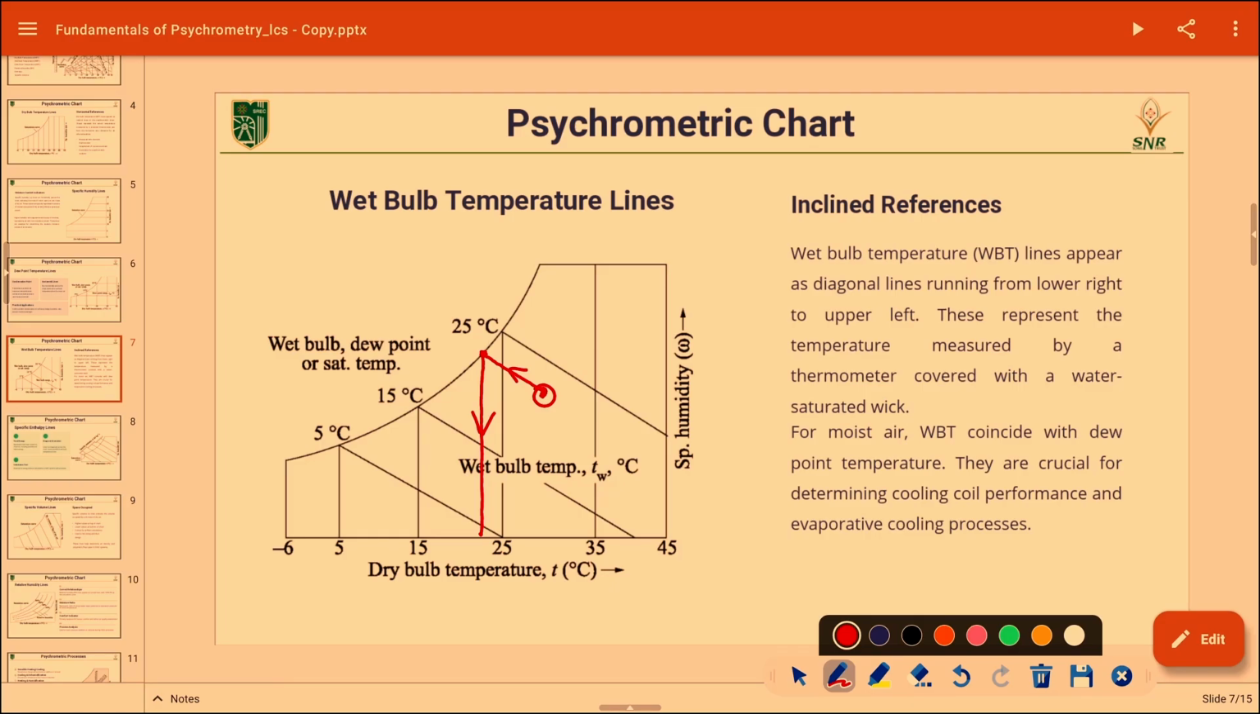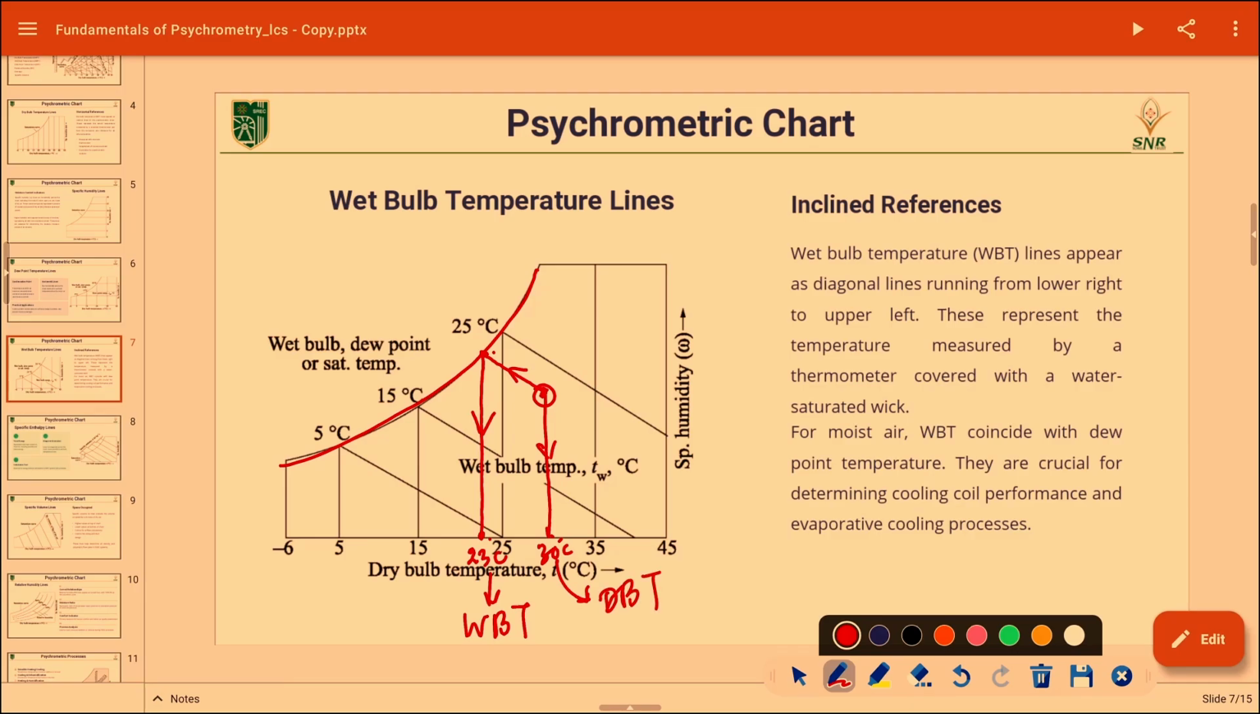First, move parallel to these constant wet bulb temperature lines till the line hits the saturation curve, and then come down vertically till it hits the dry bulb temperature axis, the x axis, where we have the temperature readings. Here it is approximately 23 degrees Celsius. So, what is this 23 degrees Celsius? Wet bulb temperature. What is the dry bulb temperature? Merely move down and read it, approximately 30 degrees Celsius. What is this? Dry bulb temperature.